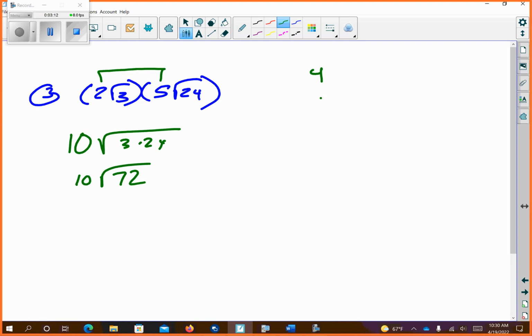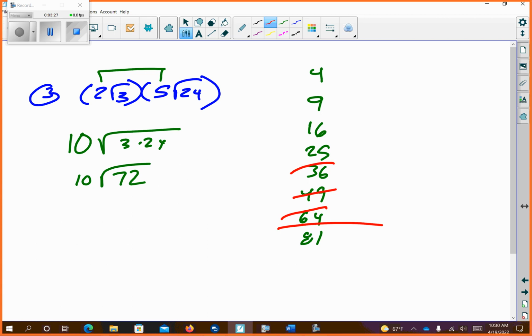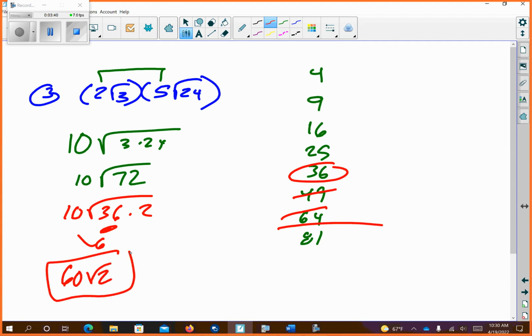So my perfect squares, we have 4, 9, 16, 25, 36, 49, 64, 81. So root 72 falls in here. So 64 is not going to work. 49 is going to work, but 36 times 2 will work. Do you agree with that? What's the square root of 36? 6. So 6 times that 10 is going to give me 60 root 2. And we just have to put the answer. We don't have multiple choice on that.